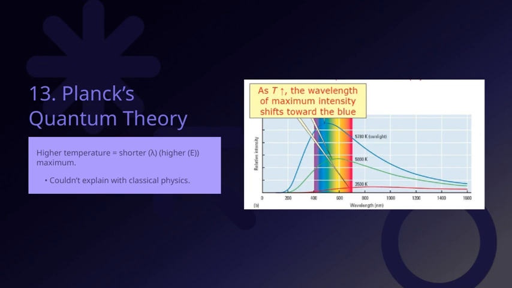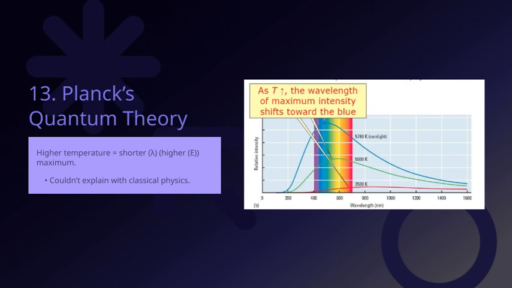Let's take a closer look at why classical physics couldn't fully explain blackbody radiation. As it turns out, classical theories failed to account for the observed spectrum, especially at higher energies. One key point is that as the temperature increases, the peak wavelength, which we denote as lambda, shifts to shorter values. This means the maximum energy, or E, also becomes higher. So higher temperatures lead to a shift towards shorter wavelengths and higher energies.